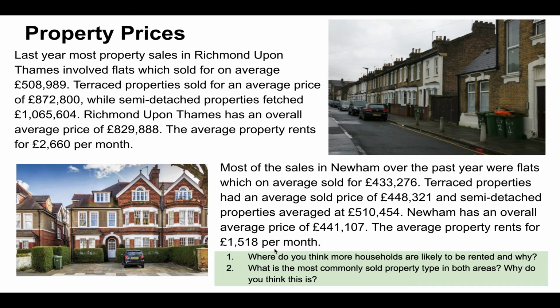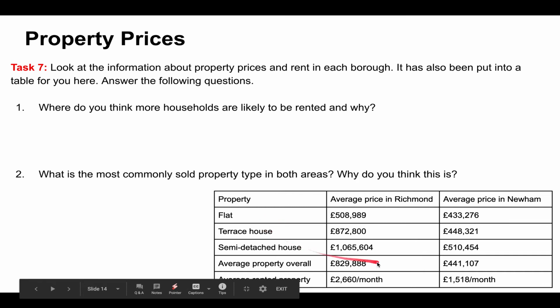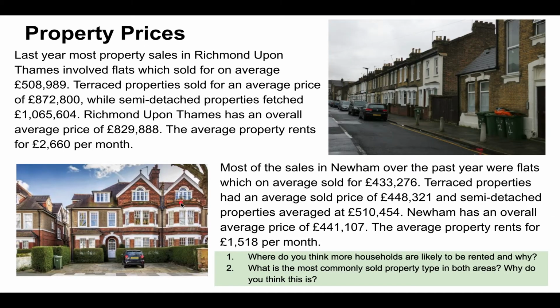Okay, we're almost at the end of this lesson, and our final thing that we're going to look at today in comparing Newham and Richmond is property prices. Now, we've mentioned it briefly before, but we're looking at it in a bit more detail here. I'm going to give you some information here in the slide, but in your worksheet, you have a table and 2 questions. So the table summarises the information that we're about to go to, and these 2 questions, which I would like you to answer, please.